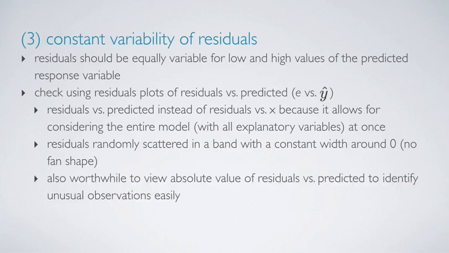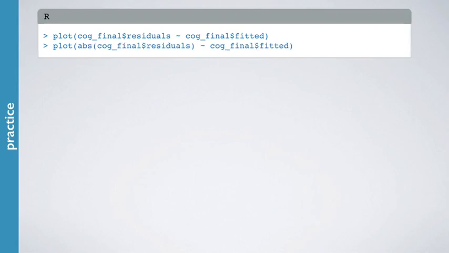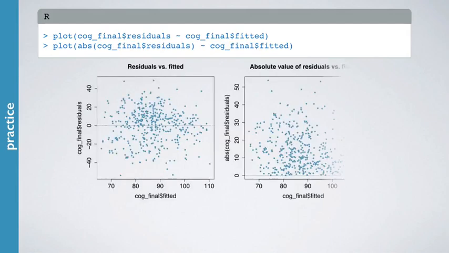It is also worthwhile to view the absolute value of residuals versus the predicted values to identify any unusual observations easily. As usual, we can easily create both of these plots in R. Here, for example, we have our residuals on our y-axis, and on the x-axis we have what R calls the fitted values. What this basically means is our predicted values, or in other words, our y hats. And we can also calculate the absolute values of these residuals and plot that against the fitted values as well. So here's what our plots look like.